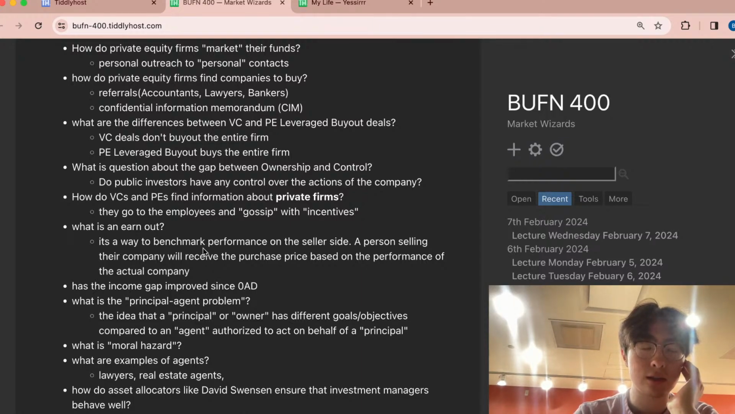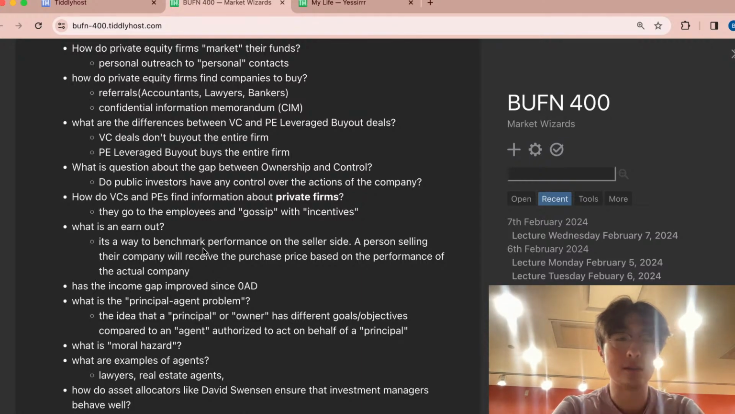So next bullet point, how do VCs and PEs find information about private firms? Yeah, this is kind of interesting because it seems like one of the main ways private equity firms do their due diligence or information gathering is just by talking to employees of a firm they might be targeting for a buyout. I don't know how suspect this is. It seems like a backdoor, shady operation where you're going directly to one of the employees, and you can have some type of whistleblower. I guess that's what you could call it.